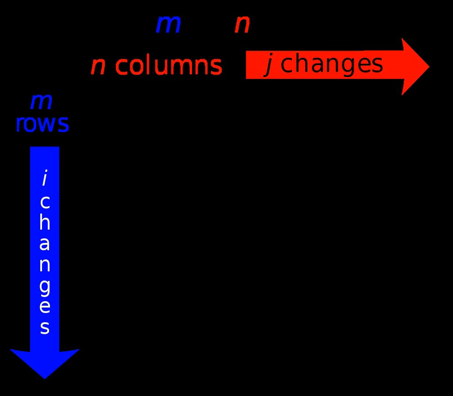Topic: Orthogonal matrix. An orthogonal matrix is a square matrix with real entries whose columns and rows are orthogonal unit vectors, that is, orthonormal vectors. Equivalently, a matrix A is orthogonal if its transpose is equal to its inverse: A^T equals A^-1.